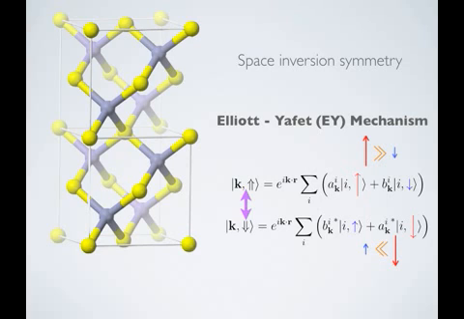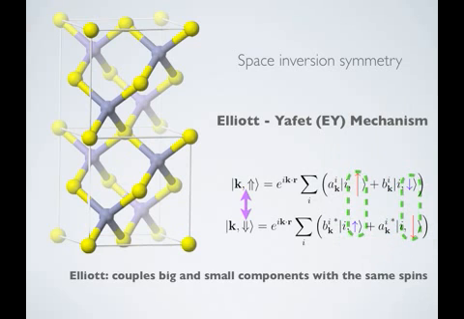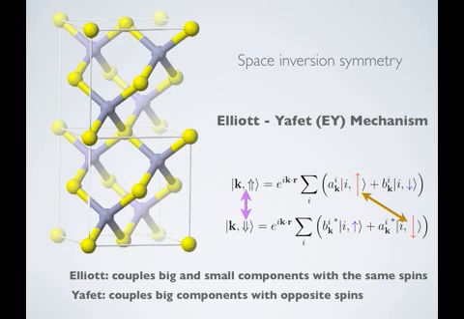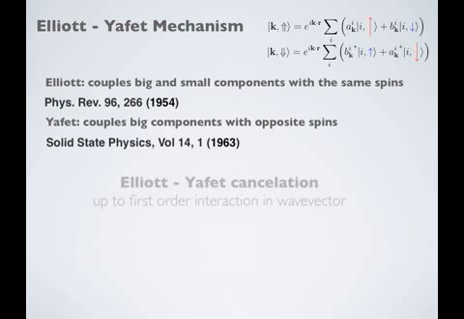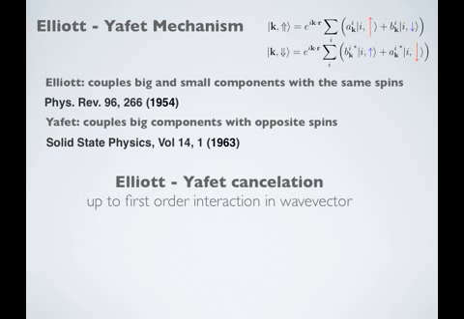The Elliott-Yafet mechanism includes the Elliott and the Yafet terms. In the Elliott term, the interaction couples the same spin components, while the dominant Yafet term couples the large and opposite spin components. This spin flip mechanism was initially studied by Elliott and then by Yafet.